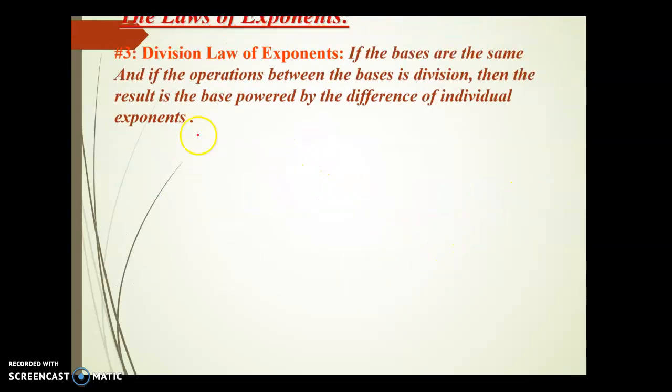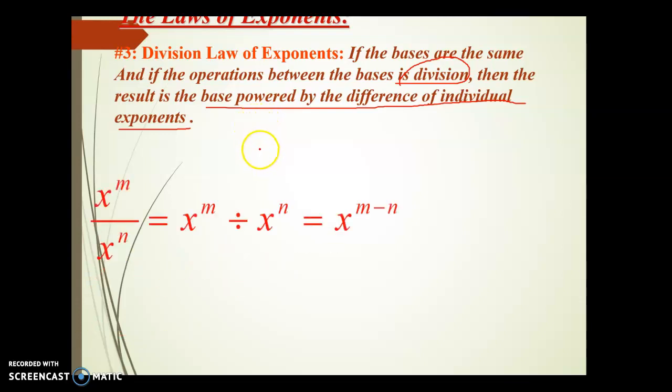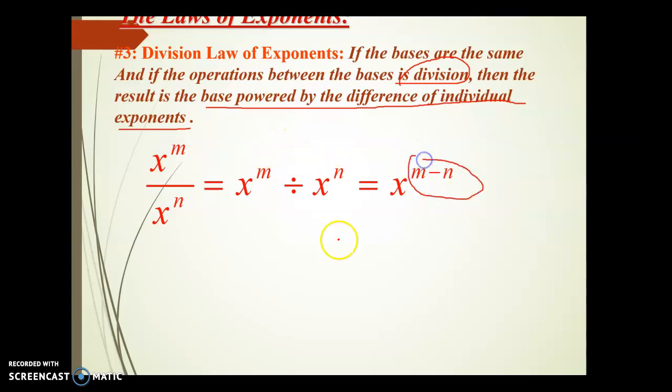Okay, next rule. Division Law of Exponents. If the bases are the same, earlier it was multiplication. This time the operation between the bases is division. Okay, take note of that. Then the result is the base powered by the difference of individual exponents. Earlier you added the exponents. This time you're just going to subtract. Okay, take note of that. You add if you multiply. This time, the operation is division, so you subtract.